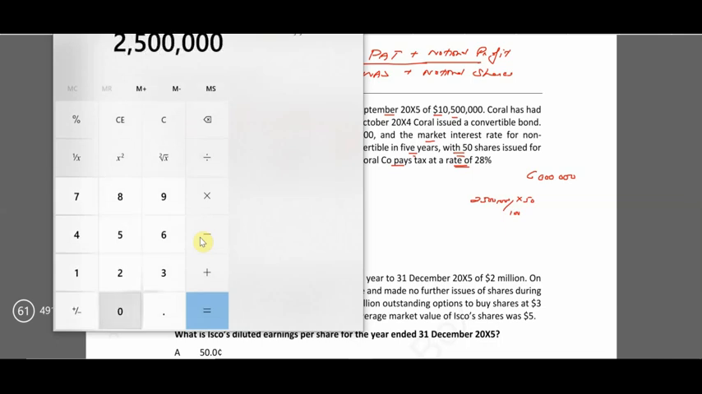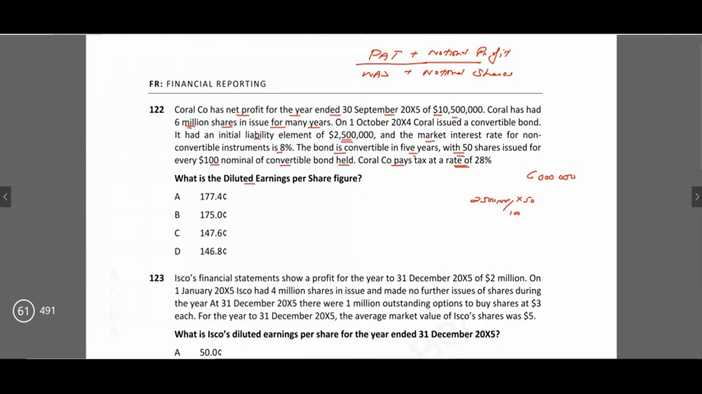25 lakh divide by 100 into 50. So it is 125,000,000. So when we calculate it, you will get the weighted average shares alongside the notional shares.